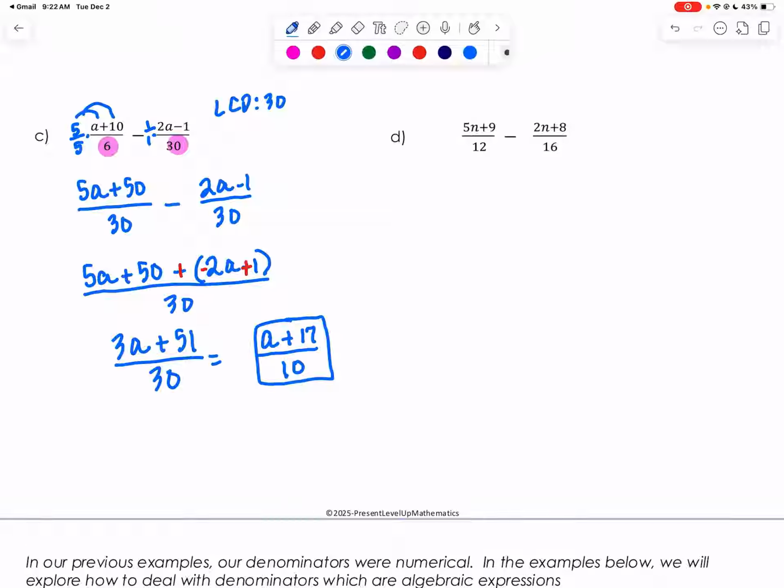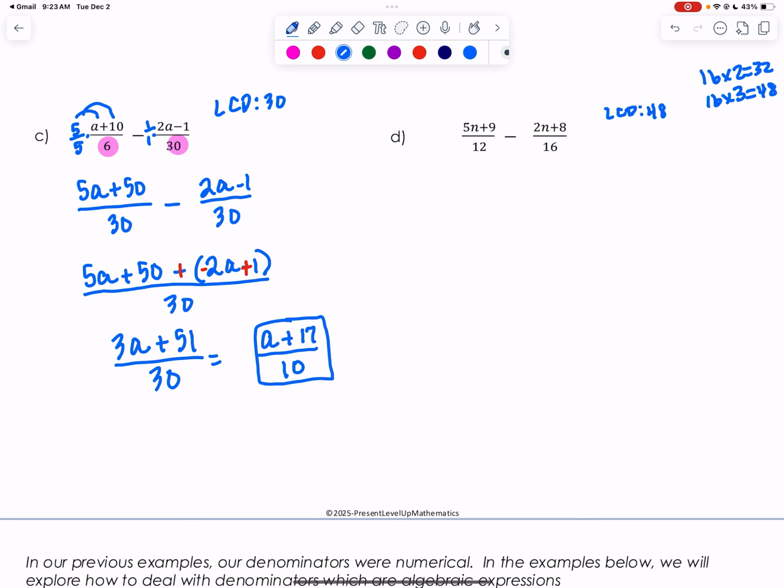Okay. All right, our next problem, we have 5n plus 9 over 12 minus 2n plus 8 over 16. So our LCD, 12 will not go into 16. So what I want to do is, first of all, multiply 16 times 2 to get 32. So will both of those numbers go into 32? Well, 16 will, but 12 will not. So now I'm going to try 16 times 3, and that's 48. 12 will go into 48, 16 will go into 48. So our LCD here is going to be 48.